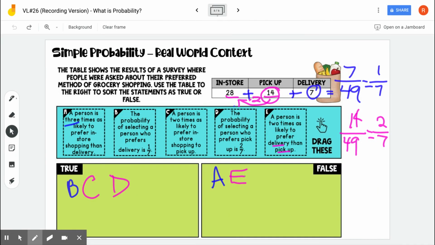All right, so that's our introduction to probability. If you have any questions, please let me know.